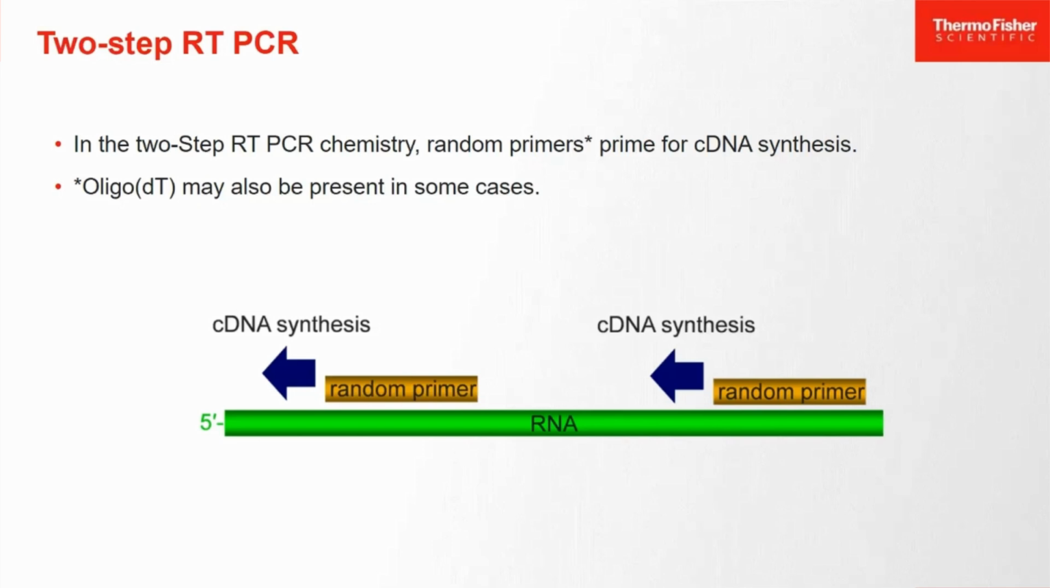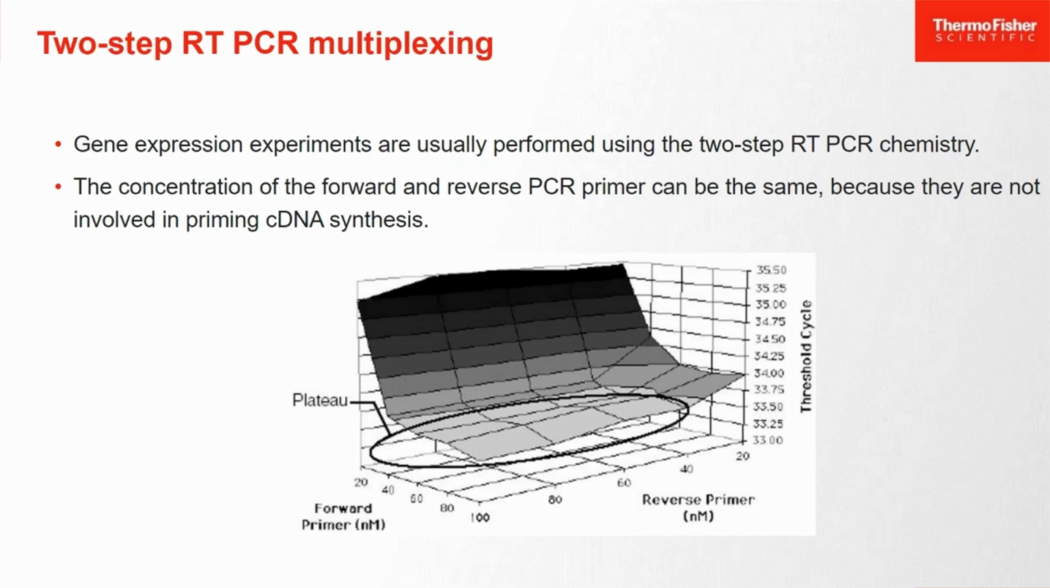Then we have the two-step. Typically in the two-step chemistry, random primers are used to prime for cDNA synthesis. And by the way, it's okay if there's some oligo-dT as well, but we're just recommending against using pure oligo-dT for priming in the two-step chemistry. So in that case, with the two-step chemistry, as is often used with gene expression experiments, the concentration of the forward and reverse PCR primer can be the same because they're not involved in priming cDNA synthesis. In this example, where a two-step chemistry was optimized for multiplexing, you can see a much larger plateau region for optimal primers.